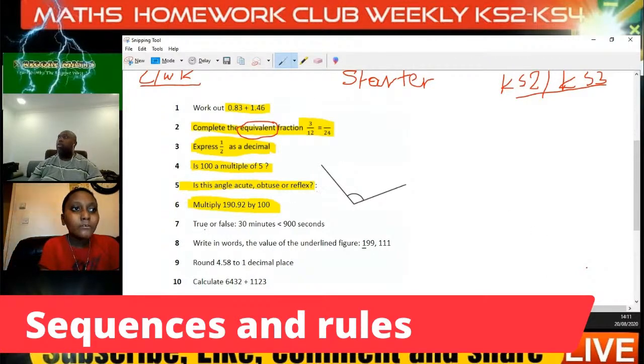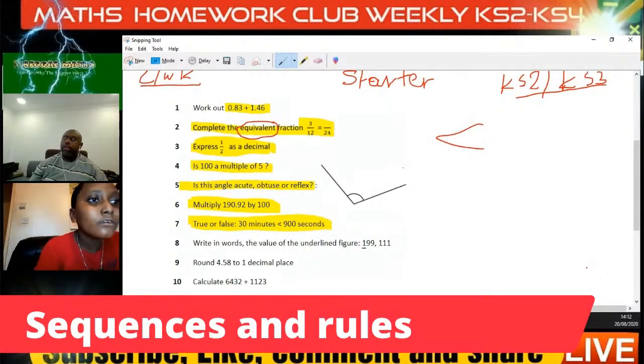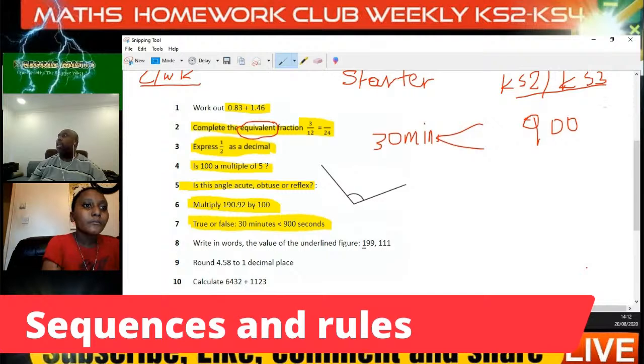Can you read this for me? True or false? 30 minutes, length 900 seconds. What does this sign mean? It says 30 minutes. Is it less than 900 seconds?